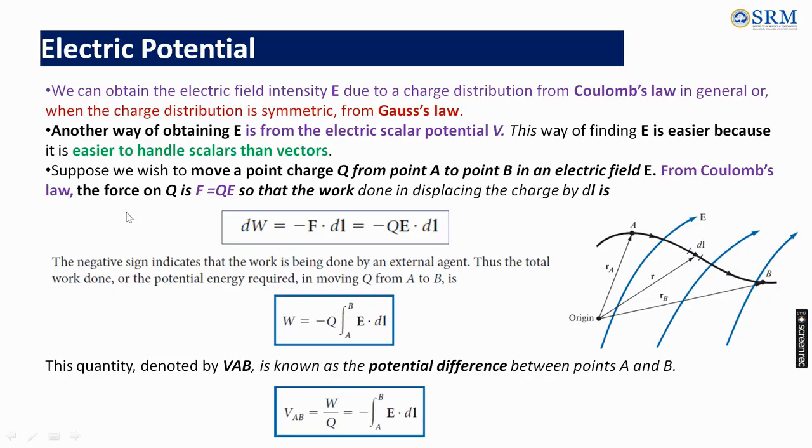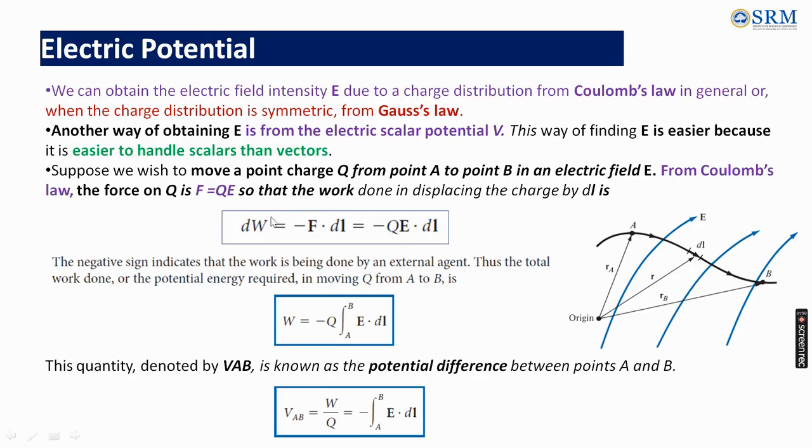From Coulomb's law, we know the force on a charge is nothing but Q into the electric field intensity. So work done in displacing a charge by a small amount dl is given by the differential work, which is force into distance, so F dot dl vector. And why is there a negative sign here? Because the work is done by the external agent. If I substitute for F, Q into electric field intensity, this dot dl remains the same.